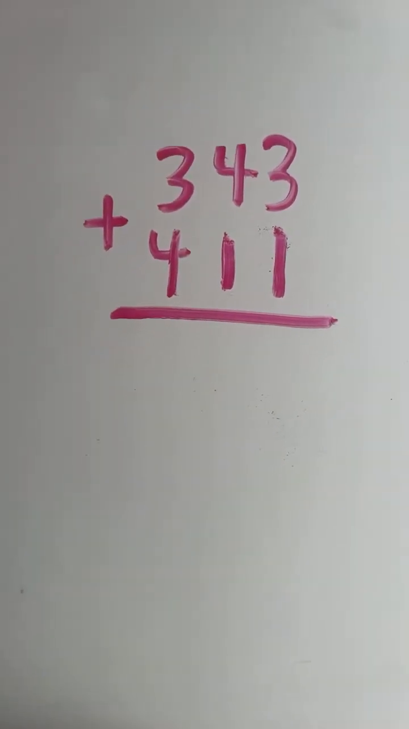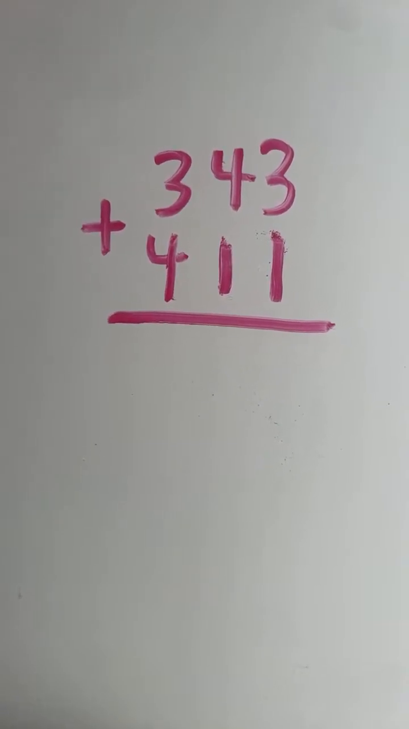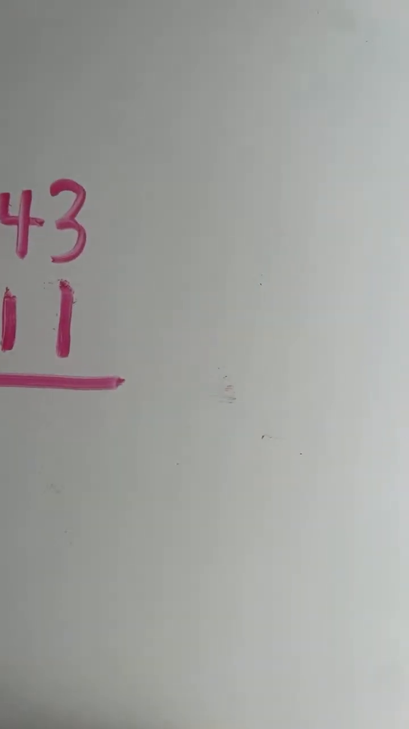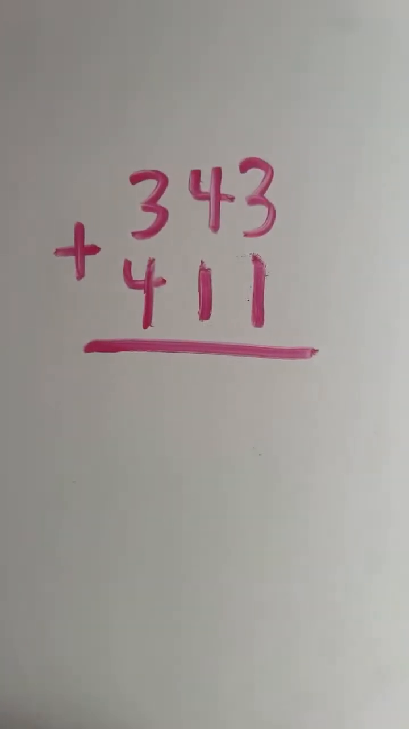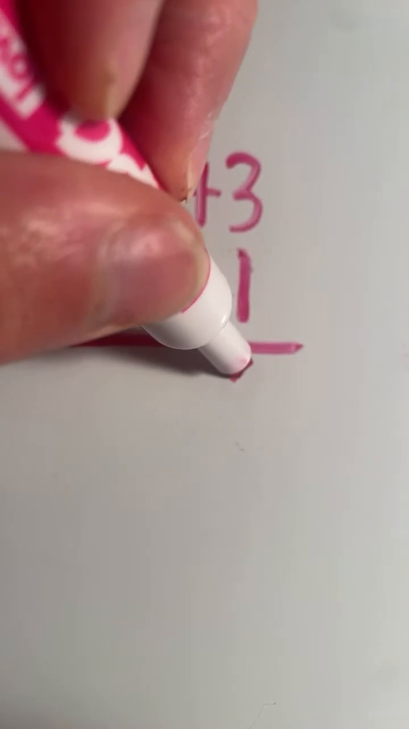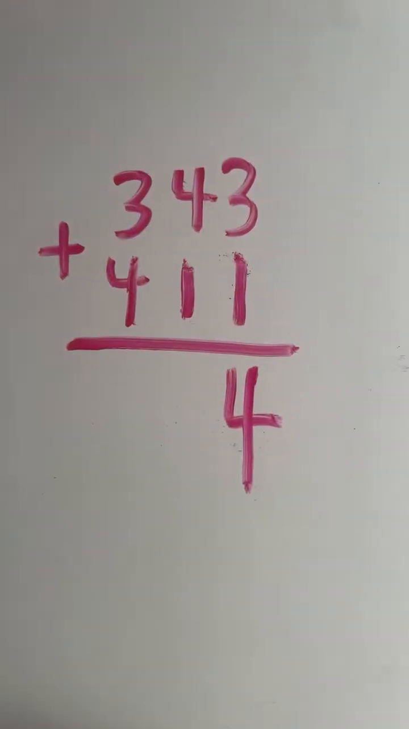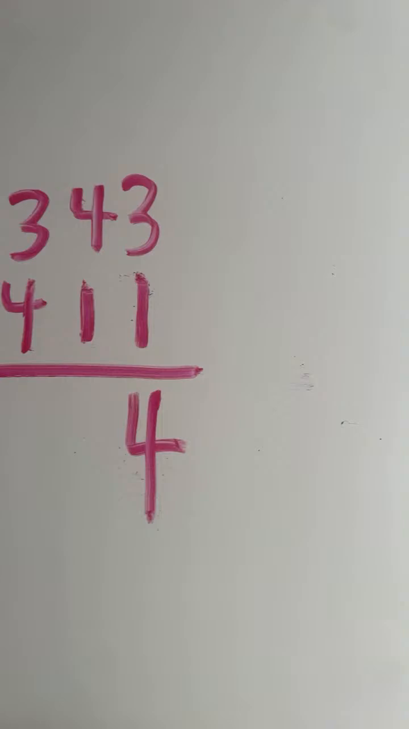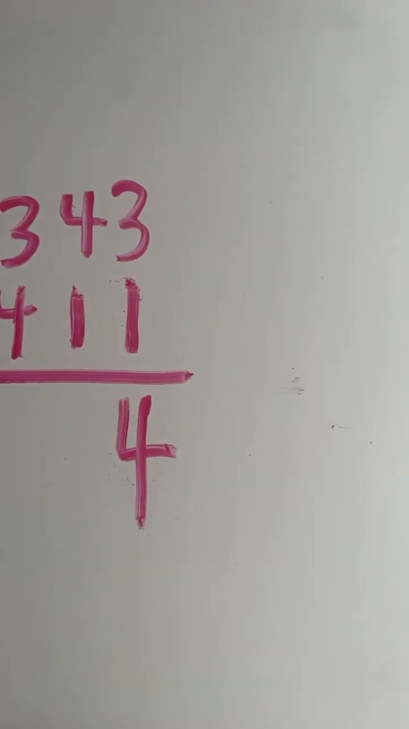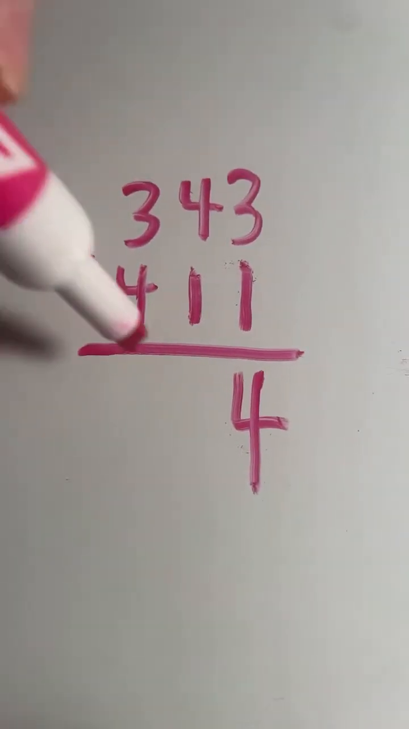So think of this as three separate one-digit problems. You just add the digits in each of the places. So we're going to start out in the ones place. We're going to add 3 plus 1. 3 plus 1 equals 4. Next, we add the digits in the tens place. So we're going to add 4 plus 1. 4 plus 1 equals 5.